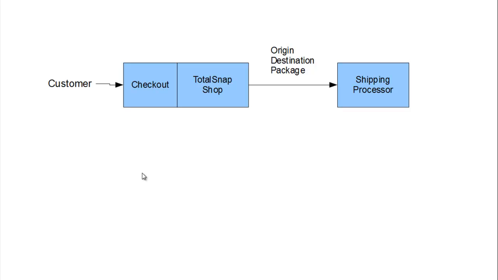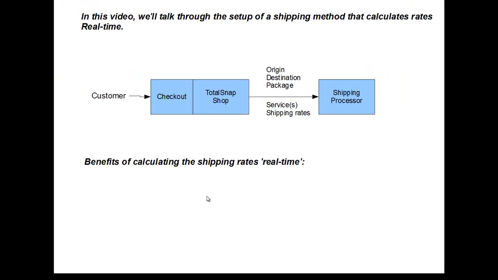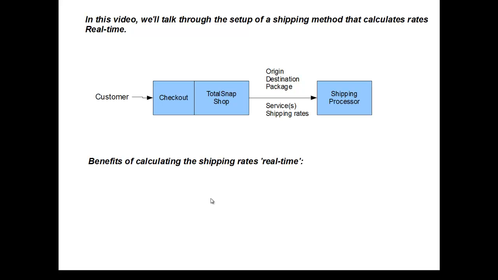In this video, we'll talk through the setup of a shipping method that calculates rates real time. This works when a customer arrives at a checkout in your TotalSnapShop. A query is sent over the internet to a shipping processor at a shipping company, and it sends the following information: the origin of the package, so the seller's address, the customer's shipping address, the destination, and some details about the package, including the weight. What will come back is a series of shipping services that are available and the rates, the costs for those services. These are then displayed through to the checkout for the customer.